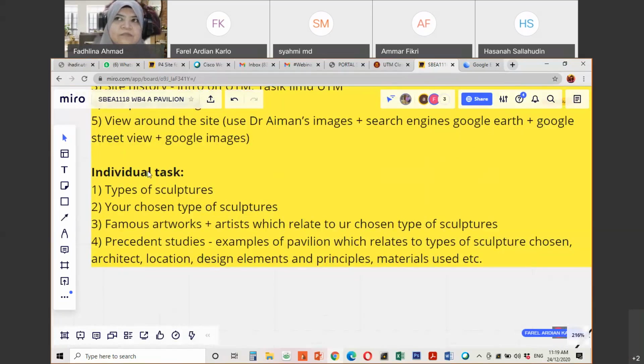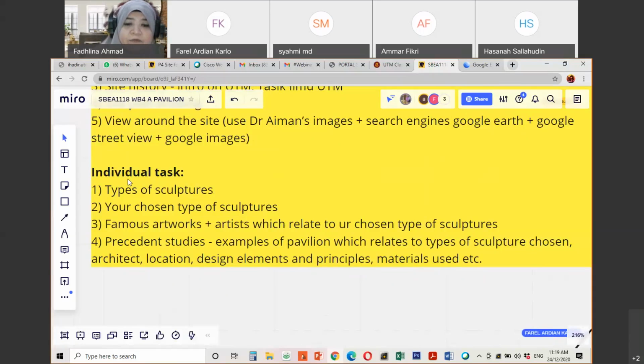Alright, in sculpture, okay, the first thing first that you need to understand about this project. This project is to design a pavilion that will be used to display sculptures. Okay, and then the pavilion itself, if you are creative enough, you can do something like this. The pavilion itself is a sculpture. Okay, I would like to see those things.